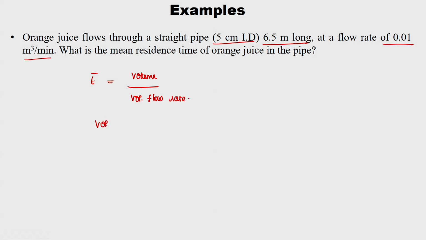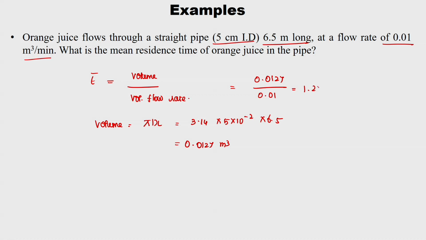So, I am supposed to calculate volume. Volume is nothing but pi d l. So, pi is 3.14 and the 5 centimeter diameter is given, 10 to the power of minus 2, into 6.5, which comes around 0.127 meter cube, and the volumetric flow rate is already given, so 0.0127 divided by 0.01, which comes around 1.27 minute. So, mean residence time is that each particle spends 1.27 minute on average.